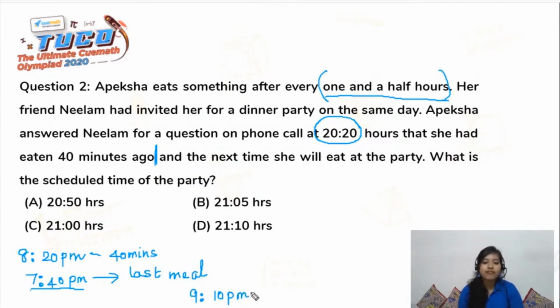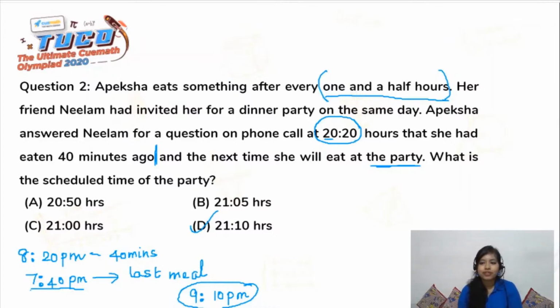And what is it referring to? She is going to have this meal at the party. That means the scheduled time of the party is what? It is nothing but 9:10 p.m. Now when we convert this back to our 24 hours format, if 20 represents 8, definitely 21 represents 9. So 2110 is the correct answer to this. I hope the question was clear to all of you.